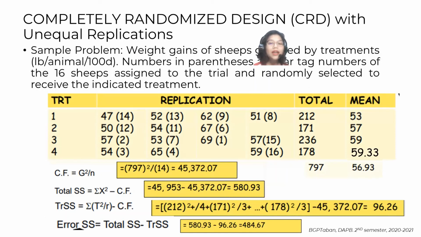So, ito naman po yung ating scenario. Completely randomized design with unequal replication. Weight gains of sheep grouped by treatments, found per animal or per sheep for 100 days. Numbers in parentheses are ear tag numbers of the 16 sheep assigned to the trial and randomly selected to receive the indicated treatment. Kaso nga po, namatay po yung ating sheep.